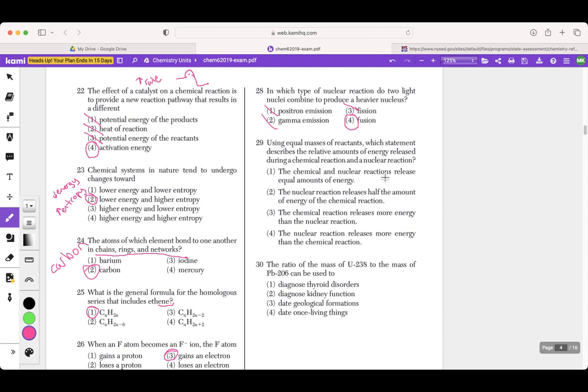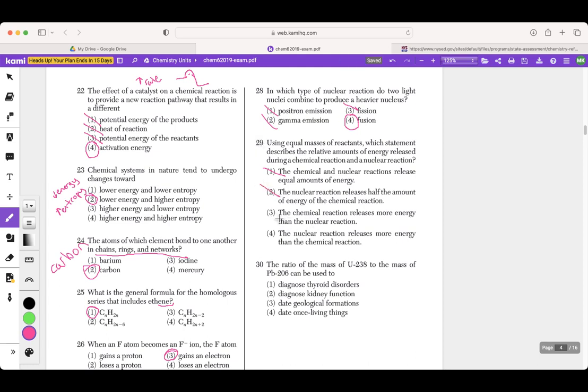Choice 1, chemical and nuclear reactions release equal amounts of energy. Not sure that's true. A nuclear bomb is going to release a lot more energy than a conventional combustion bomb. I'm going to cross that out. Nuclear reaction releases half the amount of energy of a chemical reaction. We don't know that. And also nuclear reactions wouldn't be less, so no.